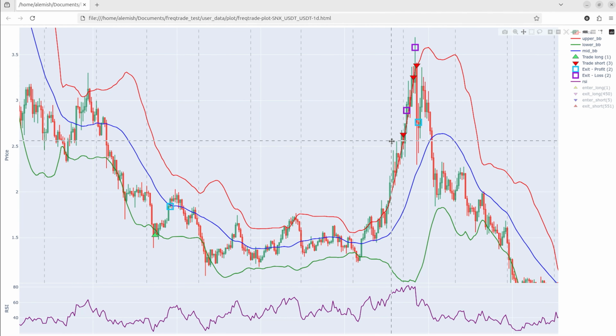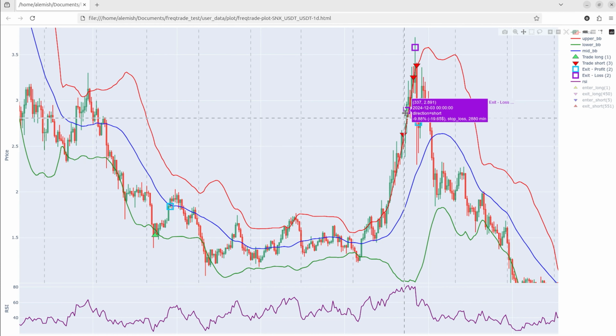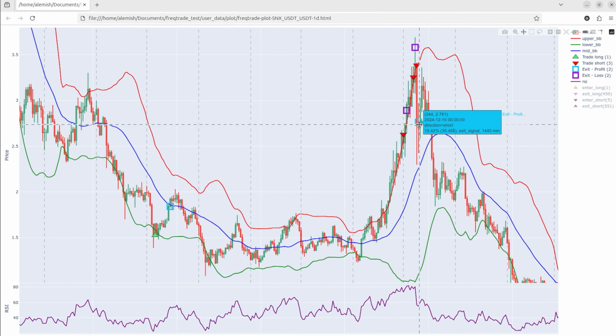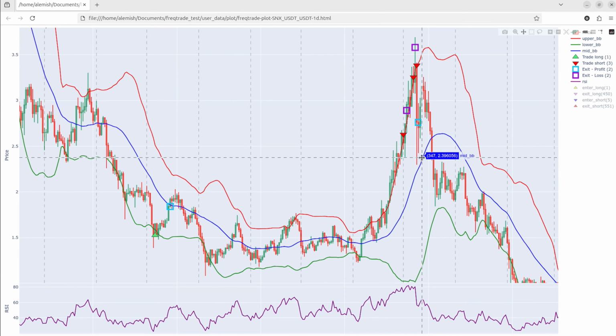Then here you can see that there were some short entries which we closed prematurely due to stop loss, and there was another short entry that we also closed with profit when it met our condition. It means that we crossed our middle Bollinger Band and the RSI was more than our threshold.